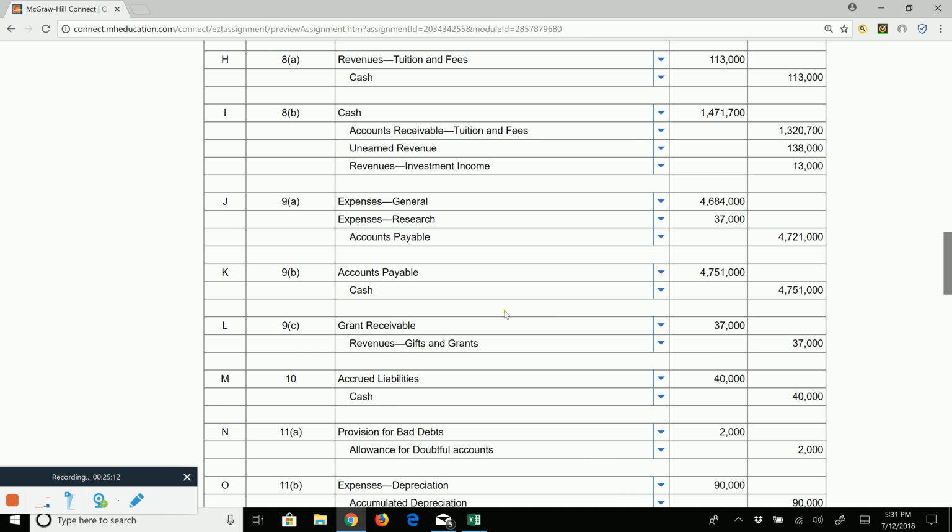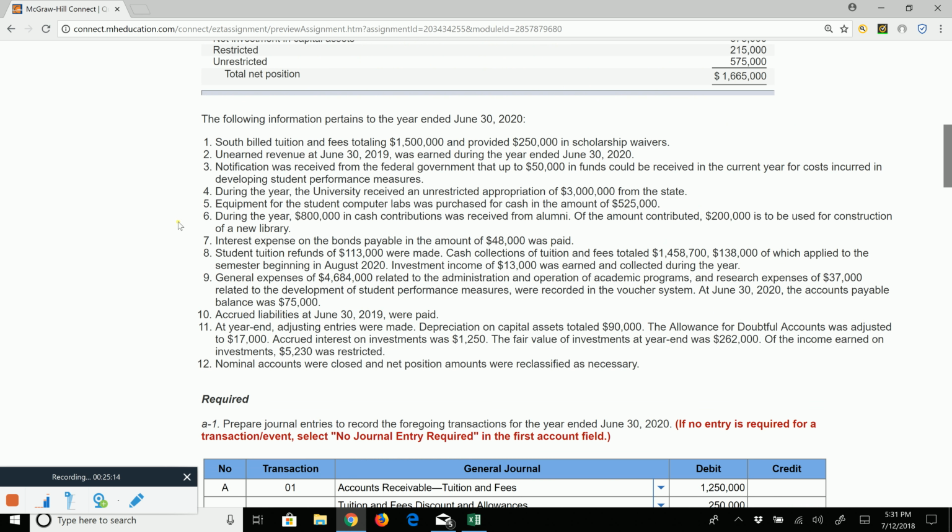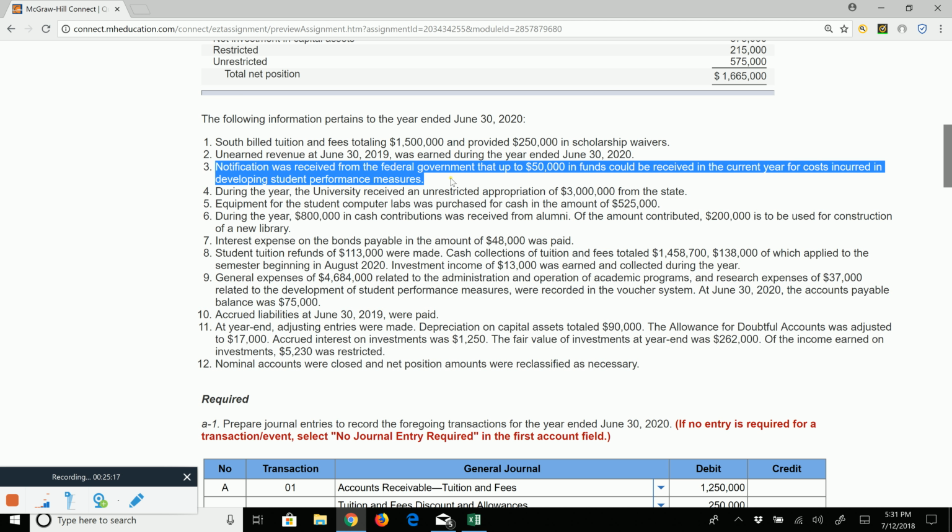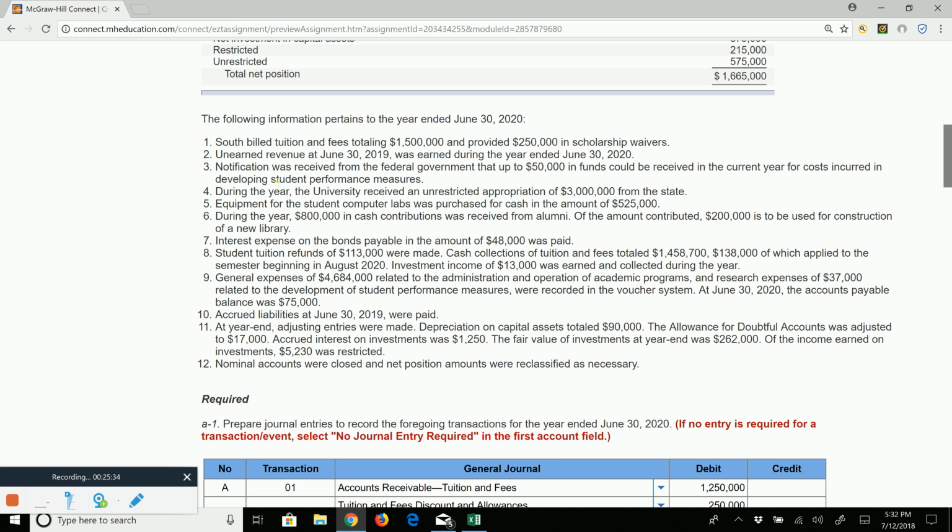All right, now do you remember we said earlier, let me refresh your memory. Remember up in 3 when we did not record a journal entry? And why didn't we record a journal entry? Because we haven't done anything yet. Here it says notification was received from the federal government that up to $50,000 in funds could be received in current year for costs incurred in developing, and what does it say? Student performance measures. Well, what did we do here, number 9? We spent $37,000 of research to develop student performance measures.